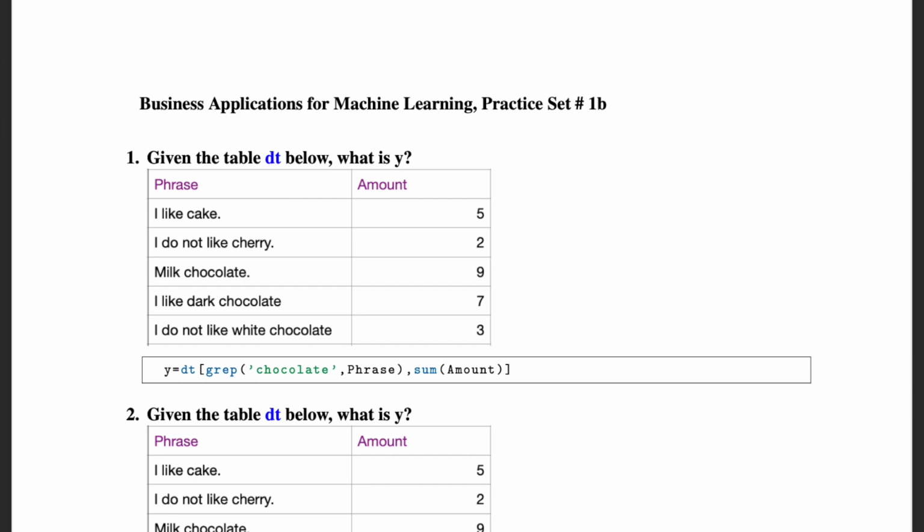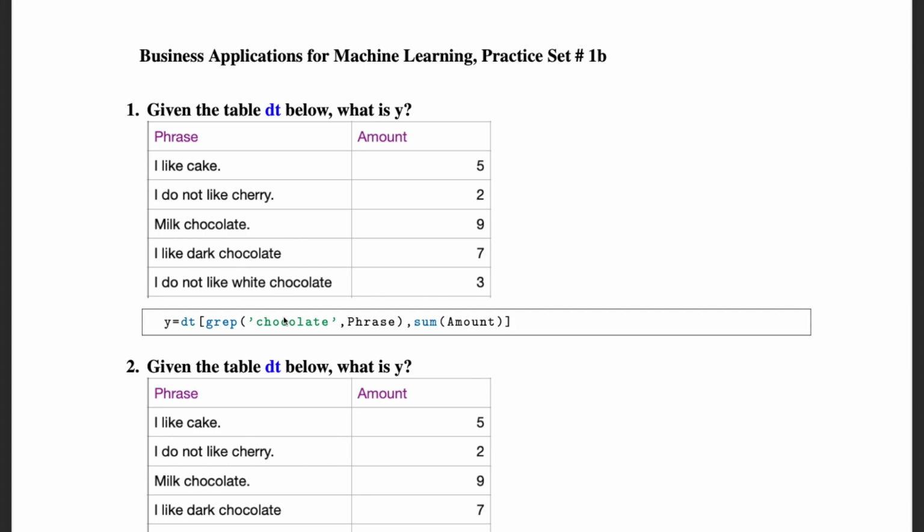Given the table dt below, what is y? I give you this table, named dt, and then some code. I'm doing some selection. To the left of the main comma, I'm using the grep function. Remember, the grep function checks to see if there are any values, chocolate in this case, in the phrase column.